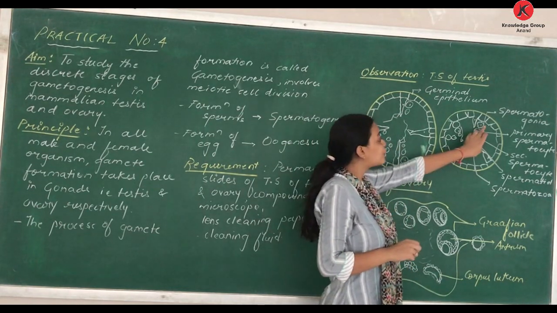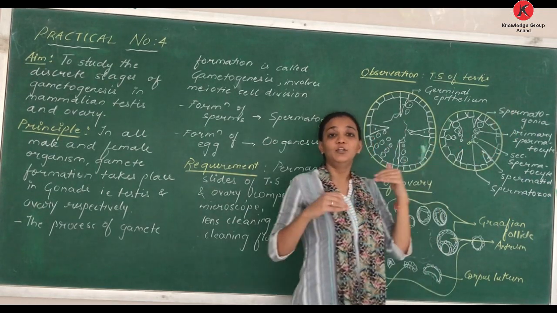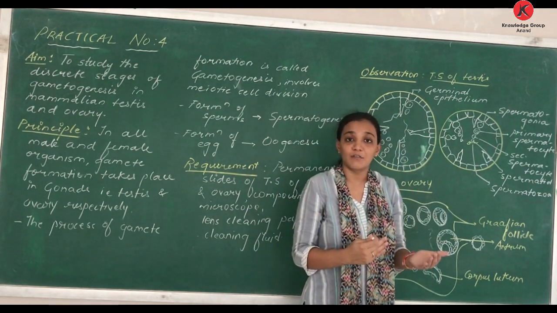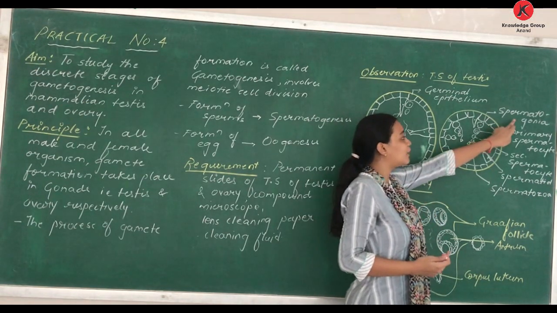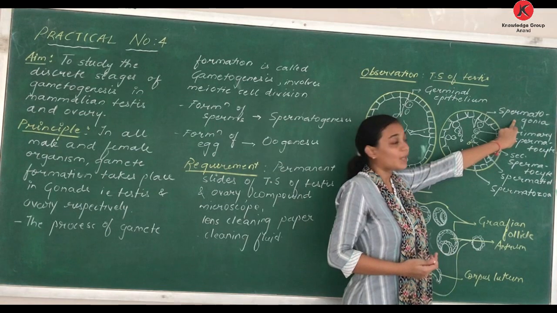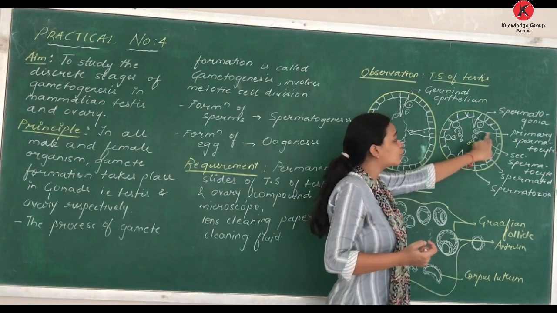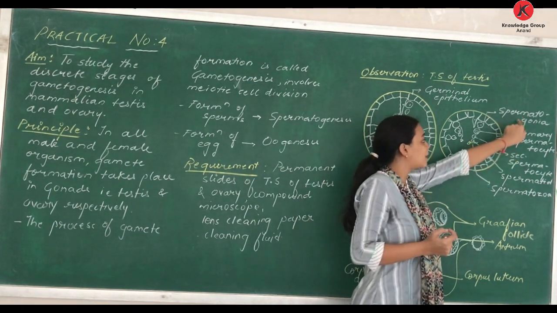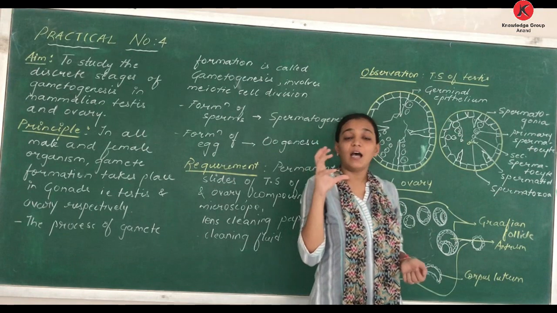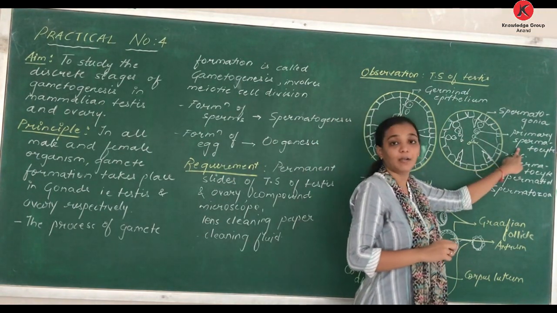So the first type of cells that will be observed are spermatogonia that are formed by numerous mitotic divisions, right? Germ cells will be dividing by mitosis and they will be giving rise to spermatogonia. Out of them, some of the spermatogonia are going to develop into primary spermatocytes. Means a spermatogonium which will enlarge in its size is going to form a primary spermatocyte.